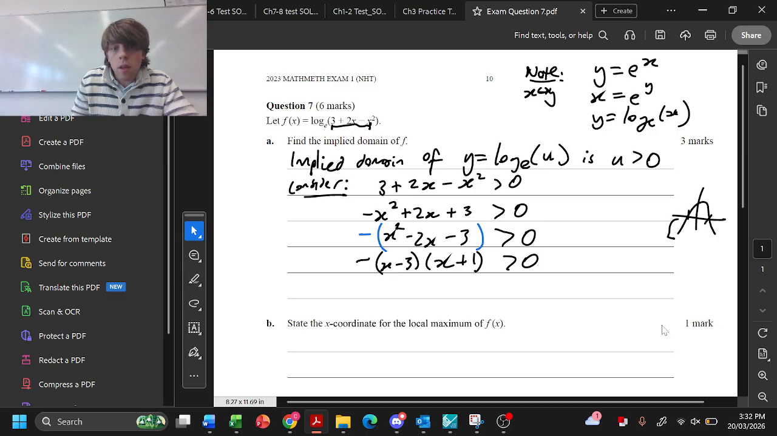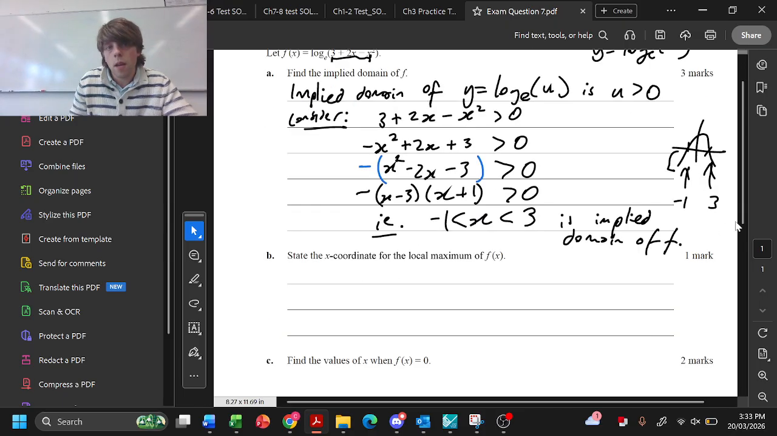As we can see looking at the graph, it will be larger than 0 between these two x-intercepts. The smaller of those x-intercepts is going to be -1. The larger is going to be 3, because by the null factor law, this is equal to 0 when x equals 3, because we'll get 3 minus 3 equals 0. This is equal to 0 when x equals -1. We get -1 plus 1 equals 0. So we can see that the values of x must be less than 3 and greater than -1. So that is the implied domain of f.